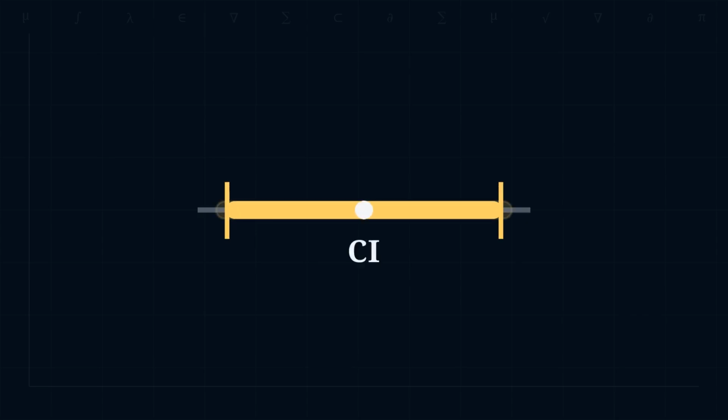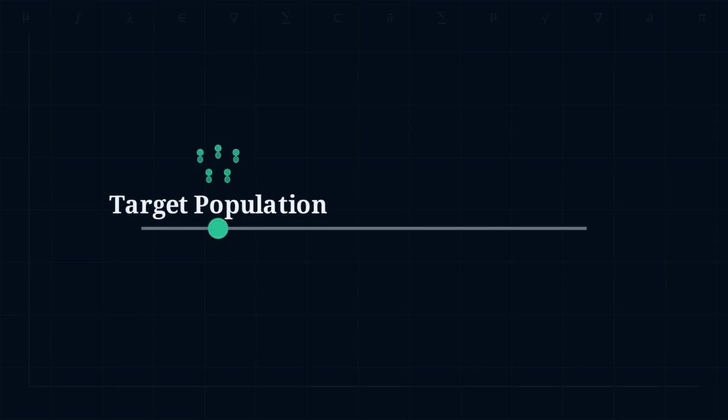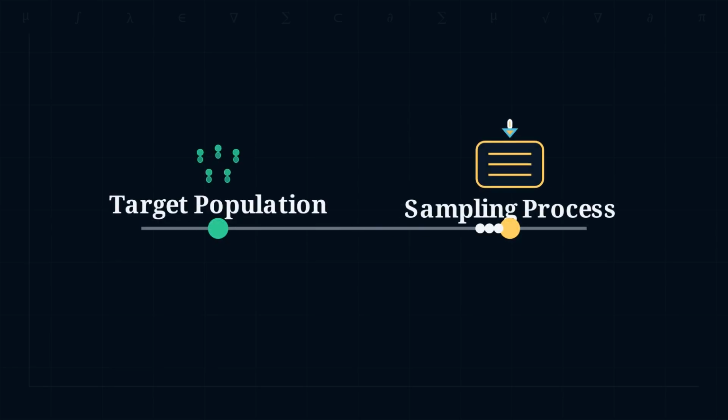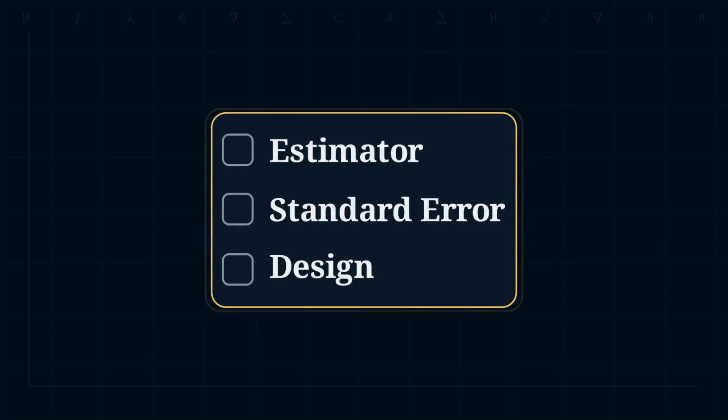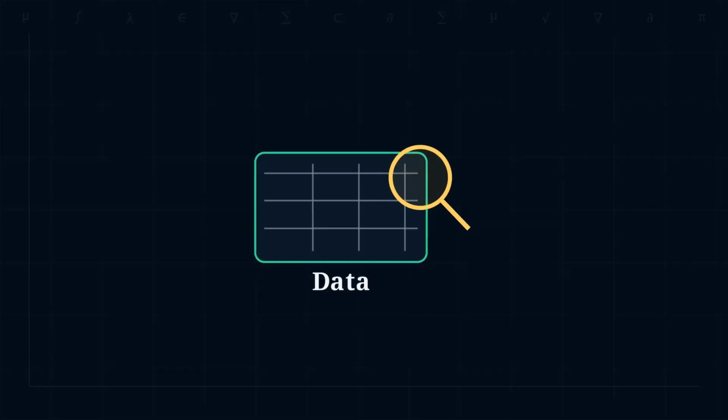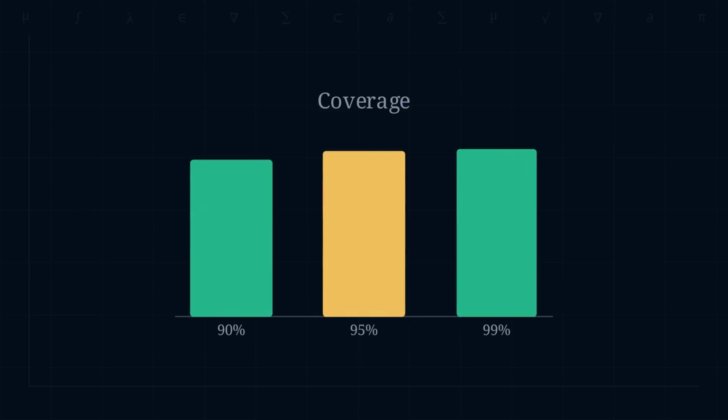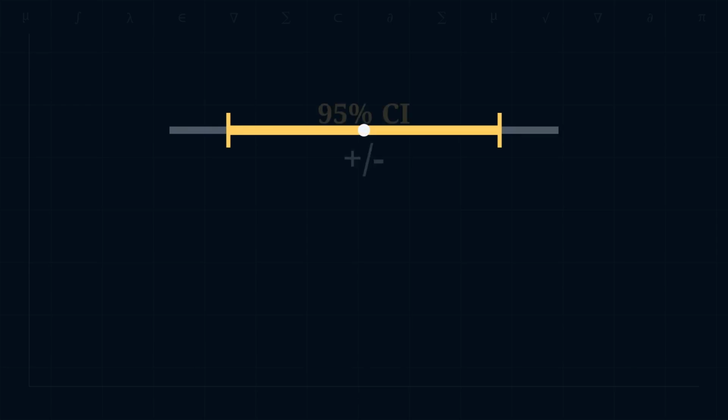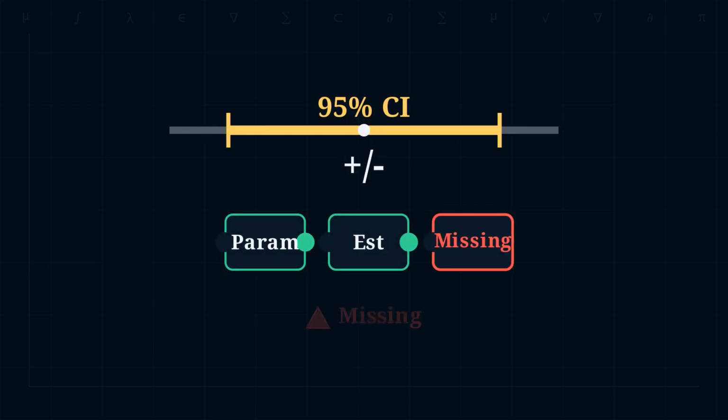When you read a reported interval, interrogate it. What is the target population, and what was the actual sampling process? What estimator was used, and does the standard error reflect the design and the data realities? What coverage level was chosen, and would a reasonable alternative change the decision? If any of those pieces are missing, the tidy plus or minus is not enough to trust.